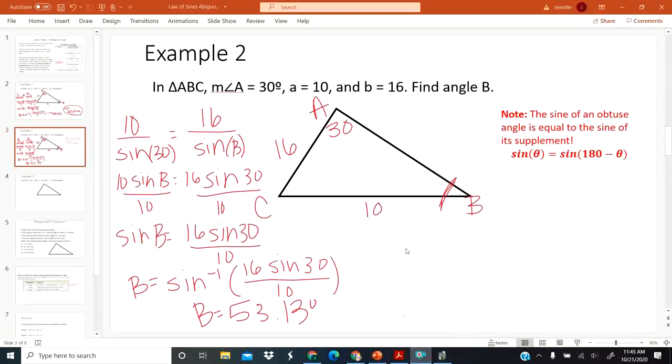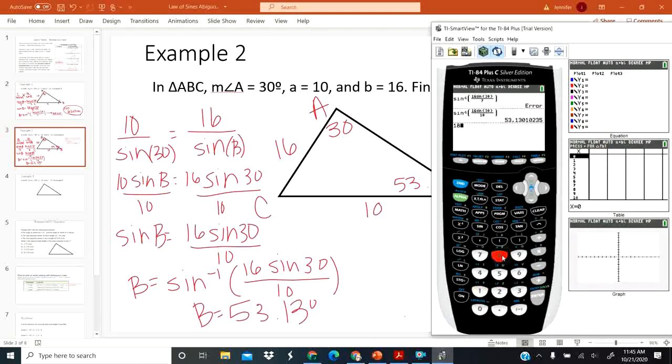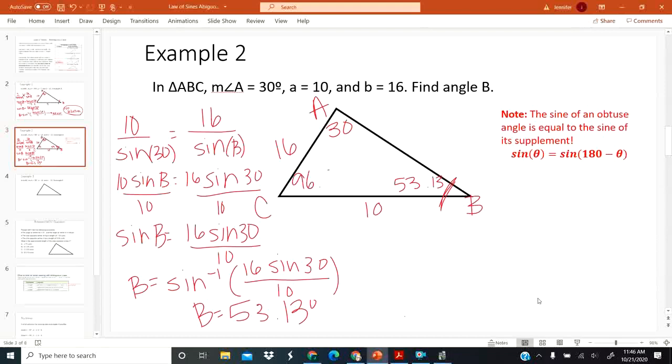So what I'm going to do is I'm going to put the 53.13 in our triangle for B. And then I want to make sure that this is able to work out. So I want to go ahead and find angle C as well. So to do that, I'm going to do 180 minus our 30 degrees from angle A and minus the 53.13 for angle B. And I get that angle C is going to be 96.87 degrees. And so as of right now, this looks like it could work out as a triangle.